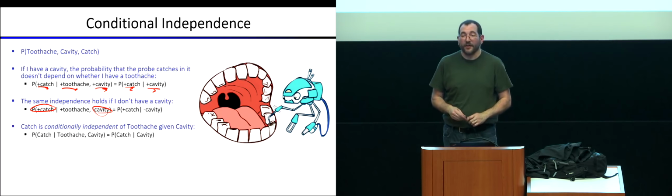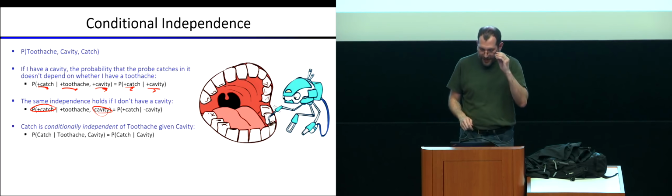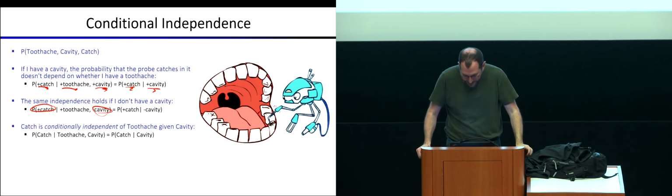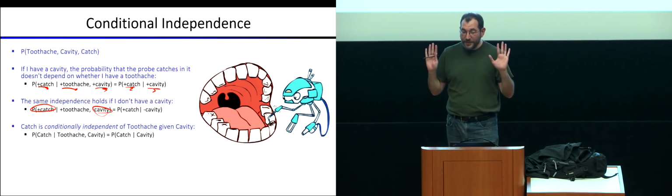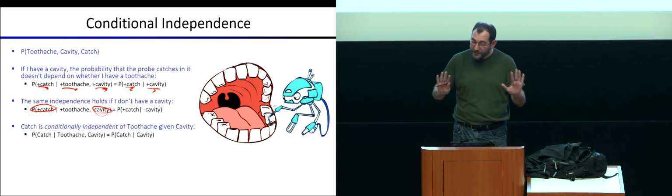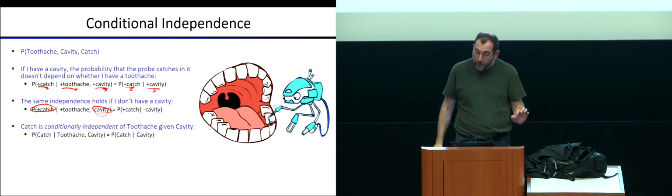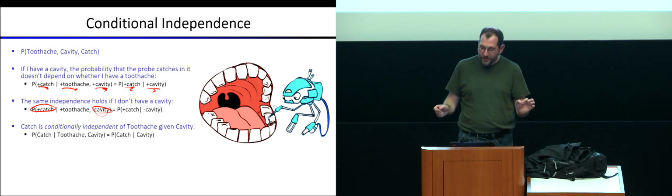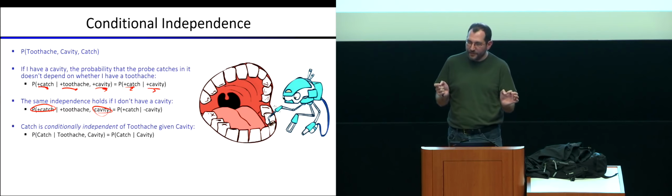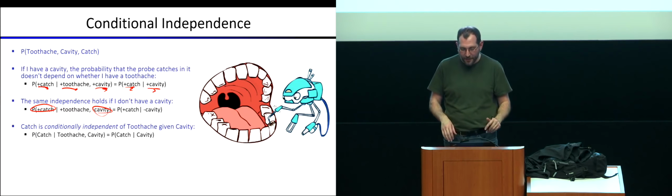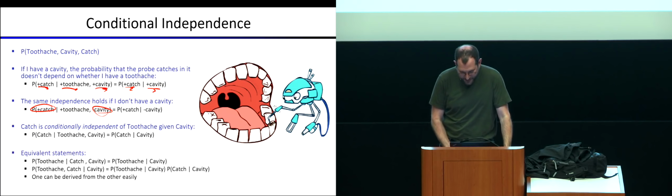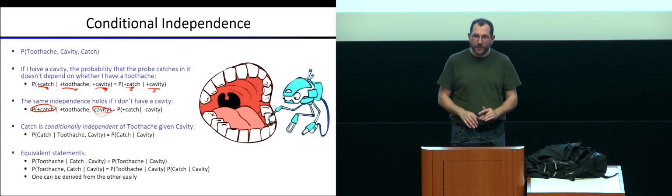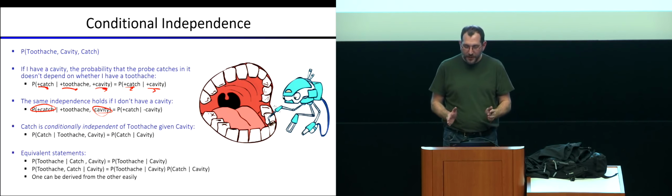What we say here is that the random variable catch is conditionally independent of toothache given cavity. That's much weaker than being completely or marginally or absolutely independent of toothache. It's only once you know cavity that there's no correlation left between them other than what was mediated by that variable. So if these properties hold, we say catch is conditionally independent of toothache. And there's a bunch of ways to write that statement which are all mathematically equivalent.